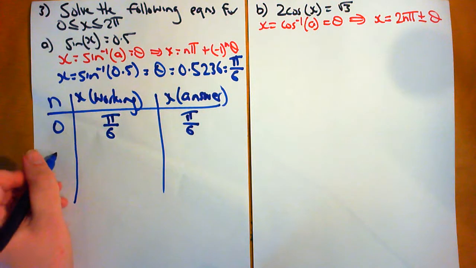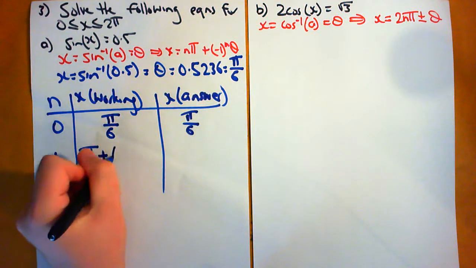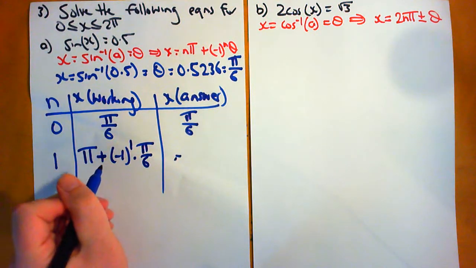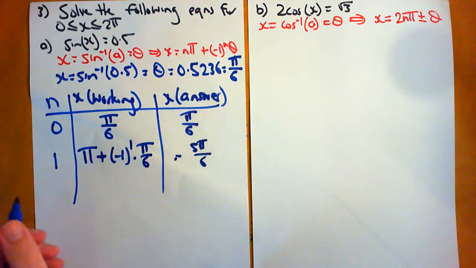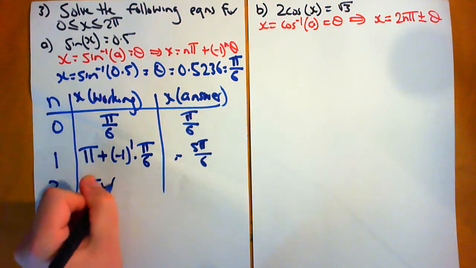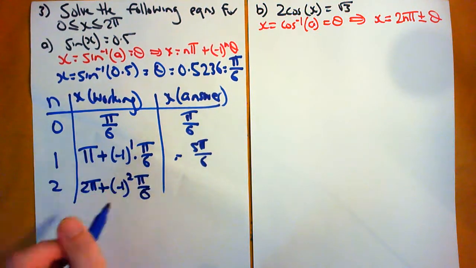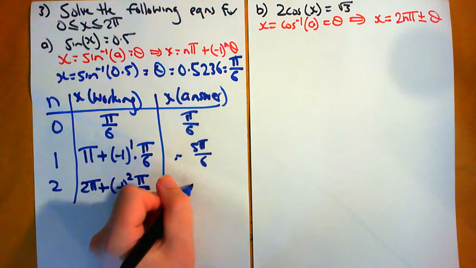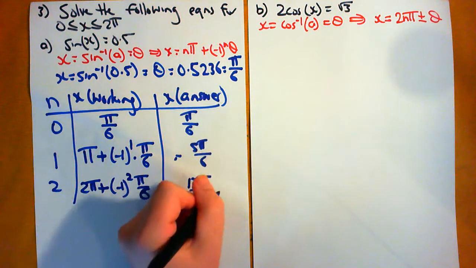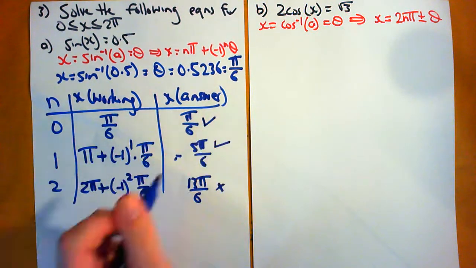For n equals 1, so n pi will be 1 times pi plus negative 1 to the 1 multiplied by pi over 6, and that will give you 5 pi over 6. N equals 2, so n pi becomes 2 pi plus minus 1 to the power of 2 times pi over 6, which is going to be 13 pi over 6. So this has gone over 2 pi, so this solution is too big. These two are within range, they're between 0 and 2 pi, so those two solutions are good.